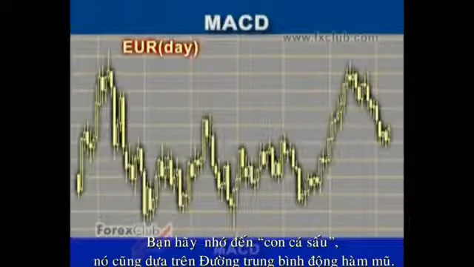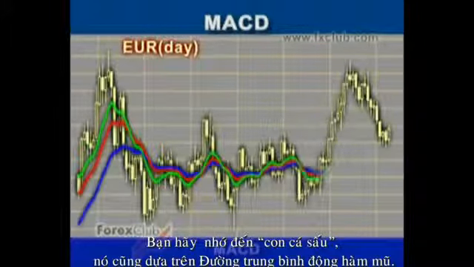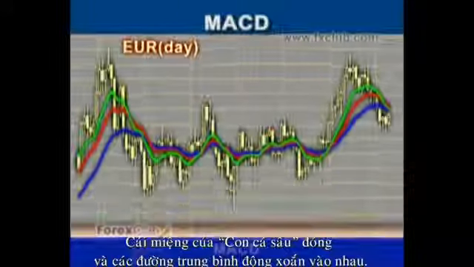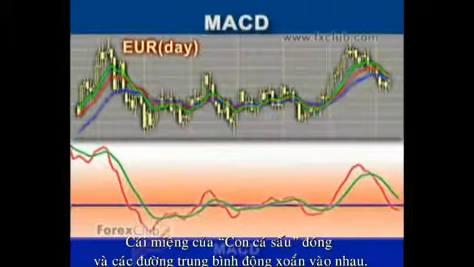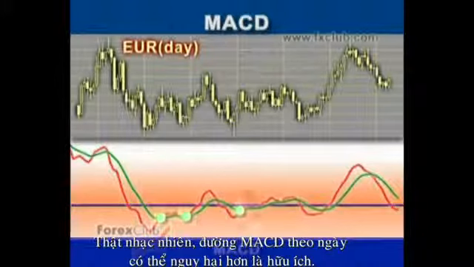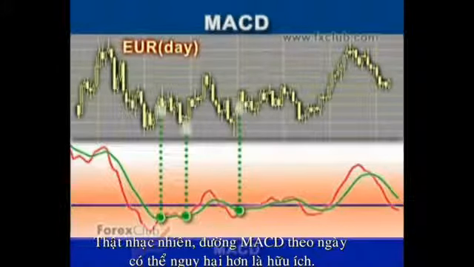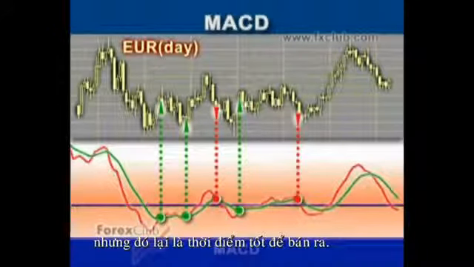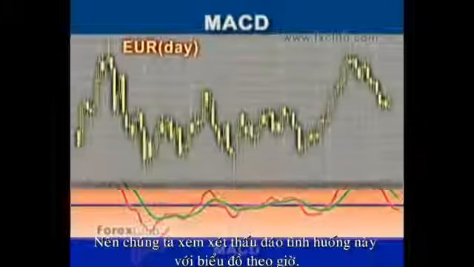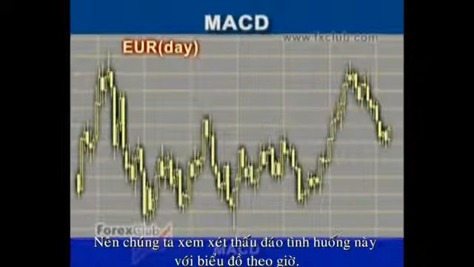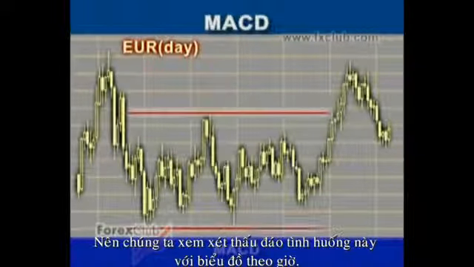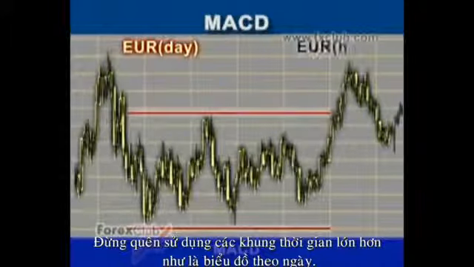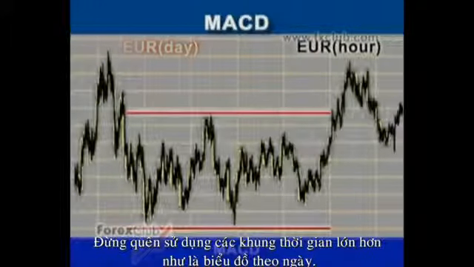Remember the alligator? It's based on exponential moving averages too. The jaws close and moving averages twist against each other. Surprisingly, a daily MACD can be more of a hindrance than a help. Its signals lag and we could buy when it's time to sell. So, we examine this situation thoroughly in terms of hours, not forgetting to use the borders of the range from the daily chart.